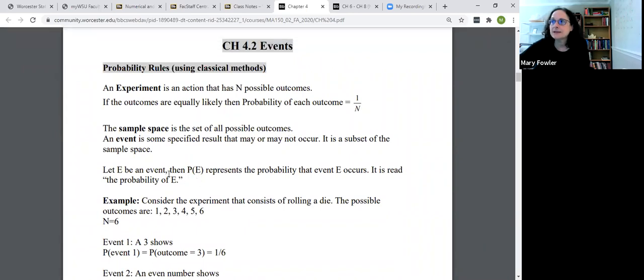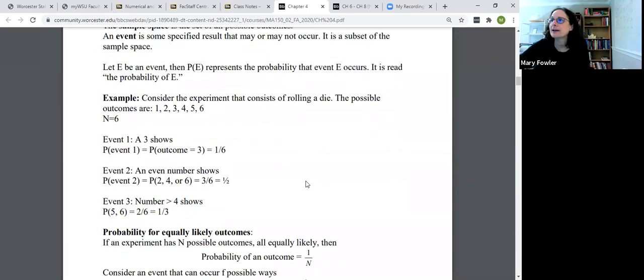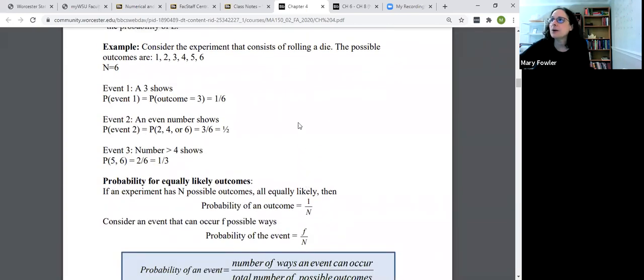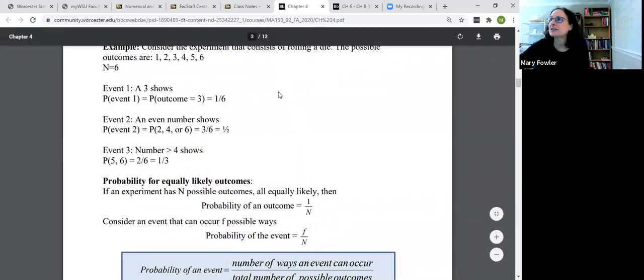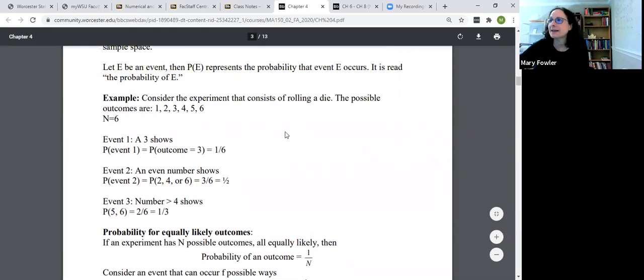Let E be an event, and then we're going to use this notation, P open parentheses, E close parentheses, to represent the probability of event E. We say the probability of E. All right. So we want to consider an experiment that consists of rolling one die.